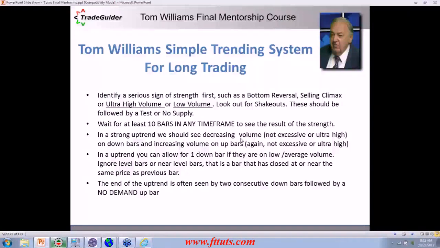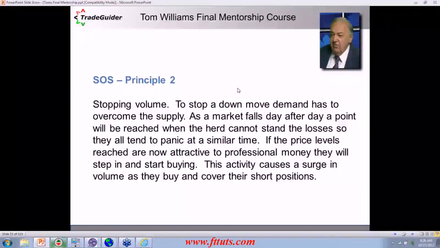Yeah, and so that's what the volume thermometer does. Exactly that. Yep. It's average, that's what I don't like. Yep. Okay, so principle 2, stopping volume.